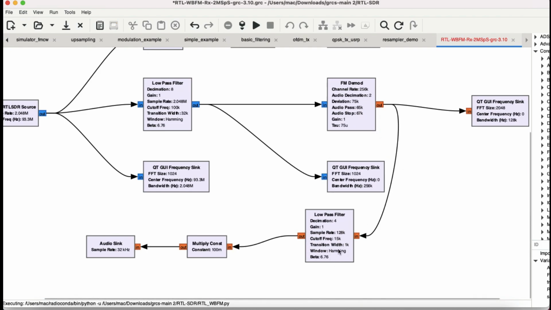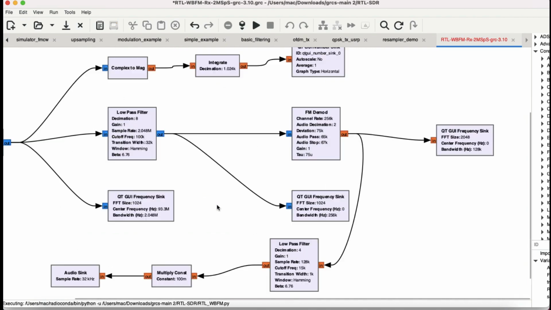Now this low pass is performing that cutoff frequency, which is 15 kilohertz. That is something a human can easily hear. Anything above that, we won't be able to hear, because this is how our ears are tuned. The 15 kilohertz cutoff has a transition bandwidth of 1 kilohertz, going into a multiply constant block. This is just acting as a sort of amplifier, a volume knob. And if you divide this 128 kilohertz by 4, you get 32 kilohertz. And this is how this flow graph is working.